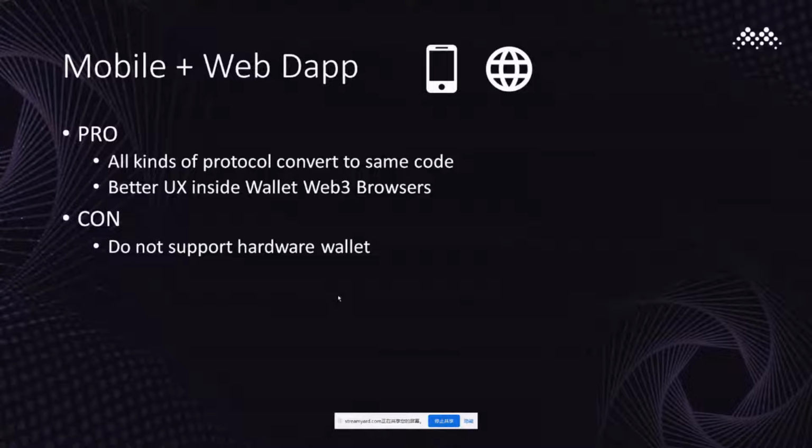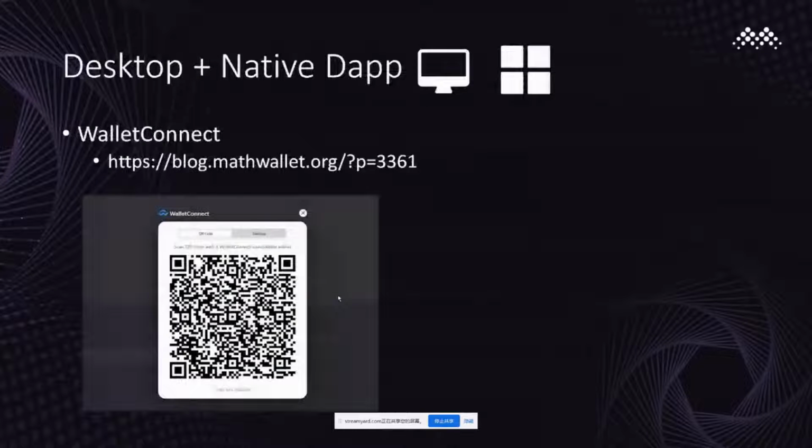Okay, and the next environment is if you are developing in a desktop environment and you are a native Dapp. This situation is normally like a TV Dapp, where you need the user to sign crypto transactions and interact with your TV Dapp. In this environment, the best practice is WalletConnect, because it shows a QR code and the user can use their mobile phone to scan the QR code and sign the transaction.